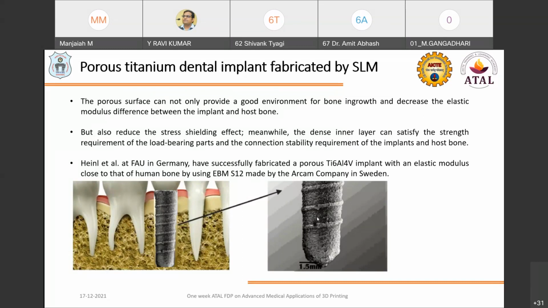Annual et al., 2019, from FAU Germany, successfully fabricated these kinds of porous titanium implants, the prosthetic dental implant, having an elastic modulus nearly equal to, and close to, the human bone, which is manufactured by the EBM S12 made by the Arcam company in Sweden.